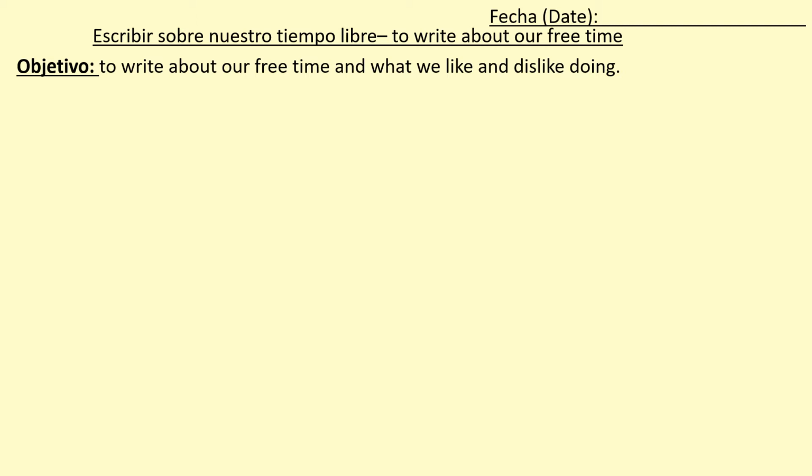As always, Year 7, write down the date. Escribí la fecha. Underline it neatly in your book. This is found on class charts. Then write down your title. Escribir sobre nuestro tiempo libre, to write about our free time. Underline that neatly in your book as well. Then write down your objective, objetivo, which is to write about our free time and what we like and dislike doing. Pause to do that now, and then press play when you're ready to go to the Do Now activity.